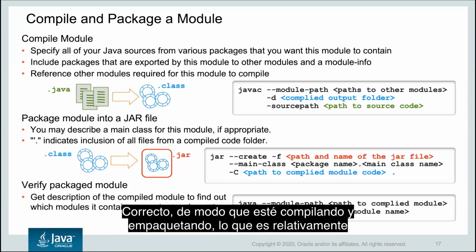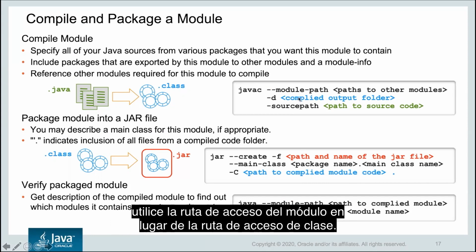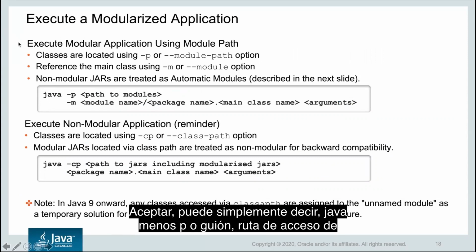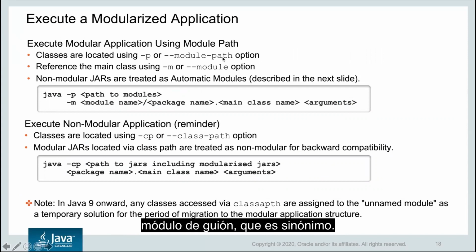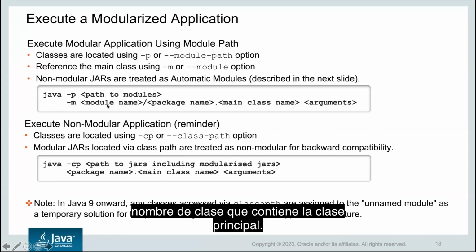Okay, so that's compiling and packaging, which is relatively similar to the way you did any other compilation of Java, except that you use module path instead of class path. And now, how do you actually run a modular application? Well, you could simply say java -p or --module-path, which is synonymous. It's up to you. Same thing. Path to your modules, then -m module name / package class name that contains the main class.